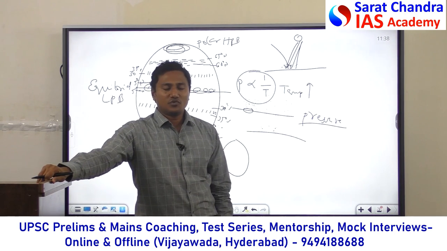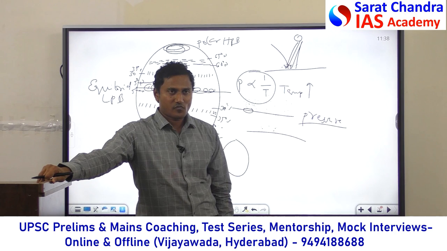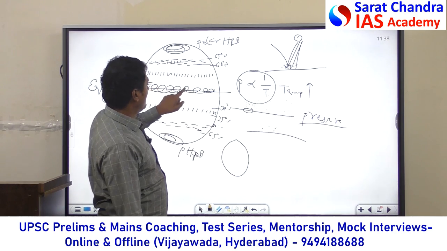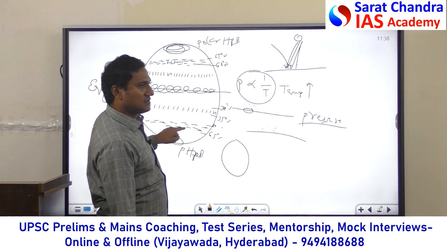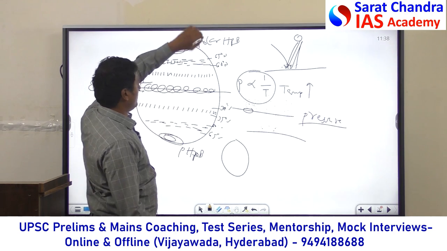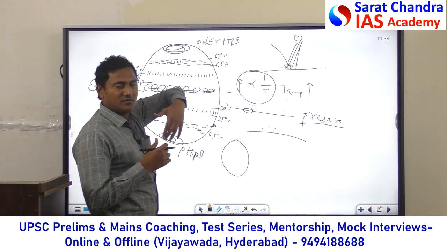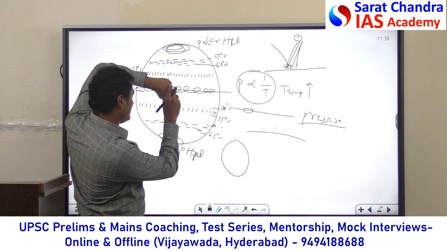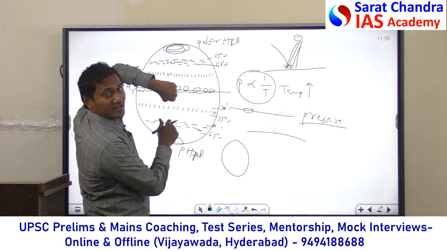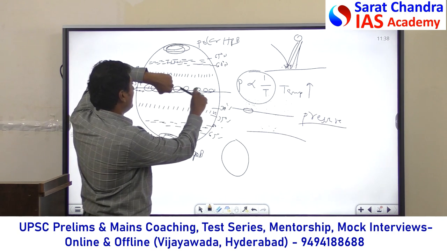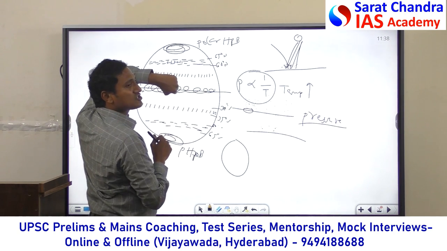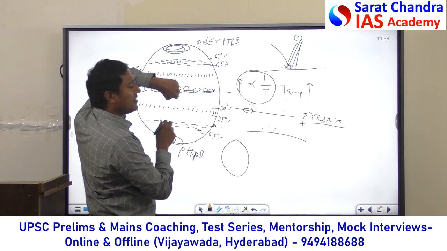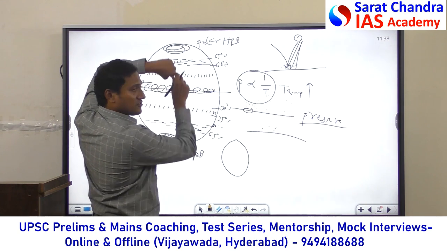And friends, I have a question for you. These pressure belts are created with the imagination that the sun is always above the equator. If the sun is always above the equator, then the equatorial low pressure belt will always be on the equator. But does the sun stay here, or does the sun move?